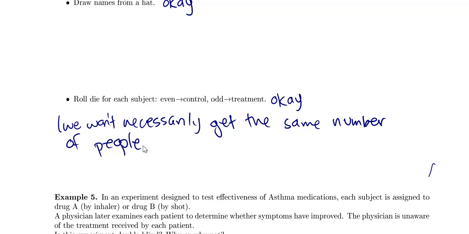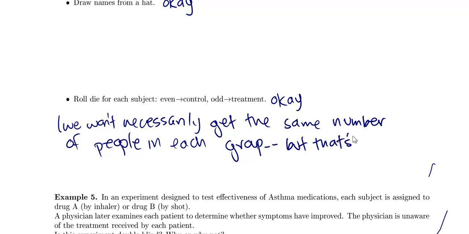Although it should be roughly about half and half, we won't necessarily get the same number of people in each group. But that's okay. It's not actually important in statistics to have the same number of people in each group. You can have different numbers of people in the two different groups.